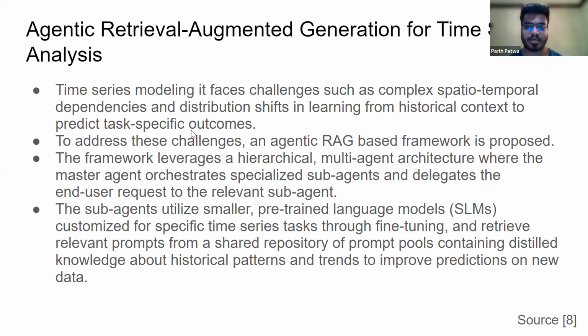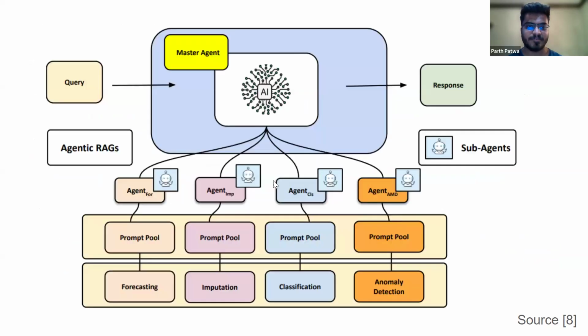And last we have time series analysis. This is a multi-agent system. So if we have time series, then there are multiple tasks on the time series, like it could be anomaly detection or prediction and so on. So here what we are doing is we have a main agent which is routing the task to multiple specialized smaller agents which are fine-tuned specifically for that task, and those smaller agents are making the prediction.